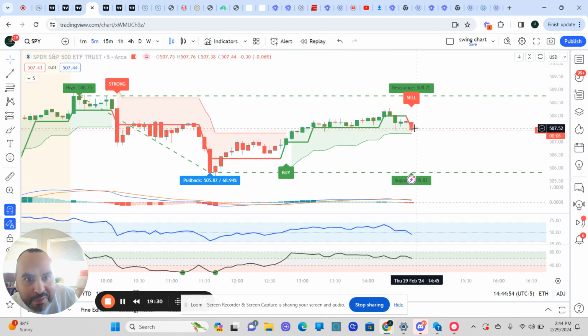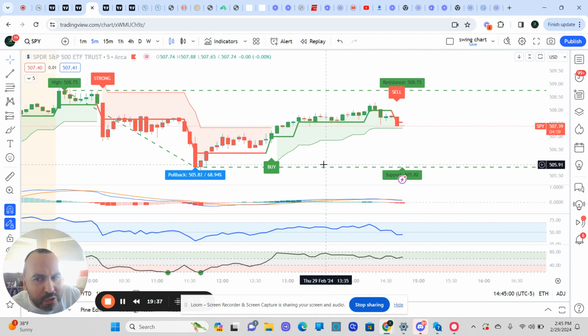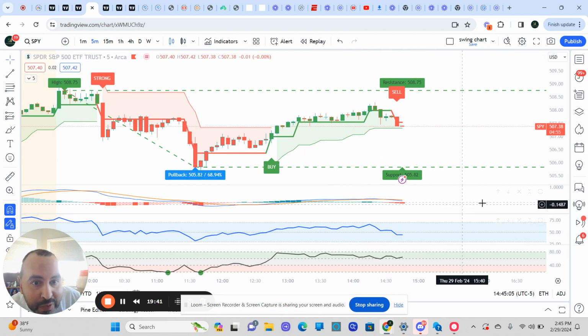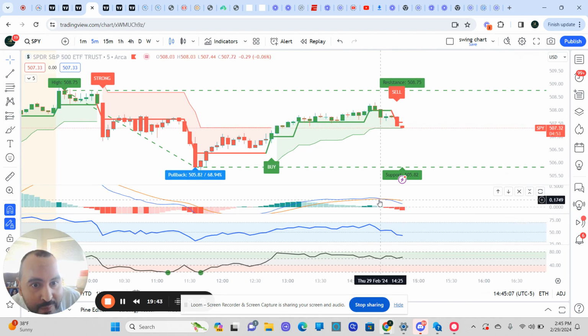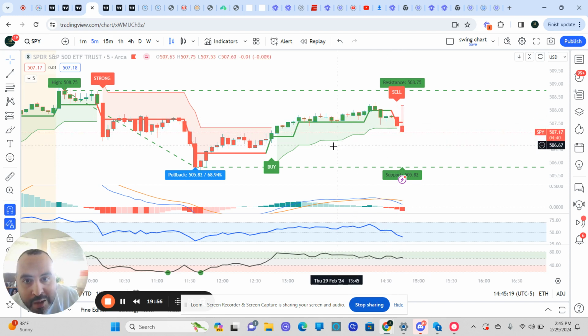Now, again, here we have a play developing here. Again, I would err toward the call side, but you could play puts here as well. Look, we're getting our MACD cross here. We have our sell signal here, and as you can see, we're starting to drop here already, right? So this is happening in real time. You know what I mean?